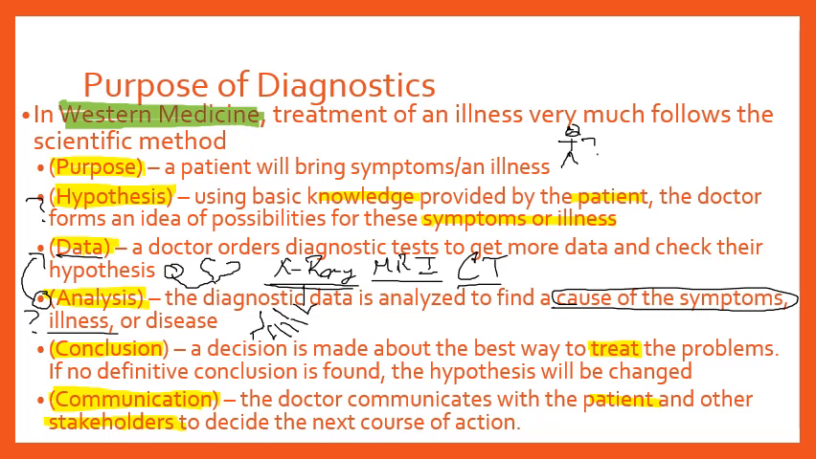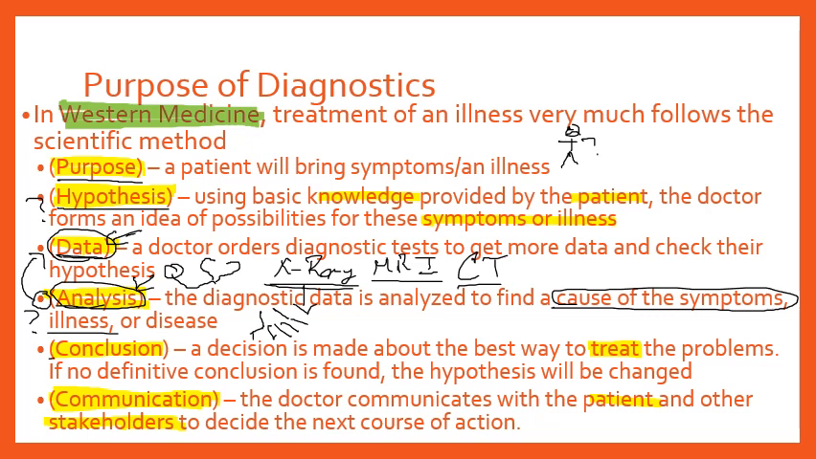And so this is kind of the steps you go through. Somebody comes in with something wrong. They tell you what's going on. You form a hypothesis, an idea about what that might be. You collect some data using diagnostics, and this is the focus of what we're going to look at in this unit. And then you analyze it.